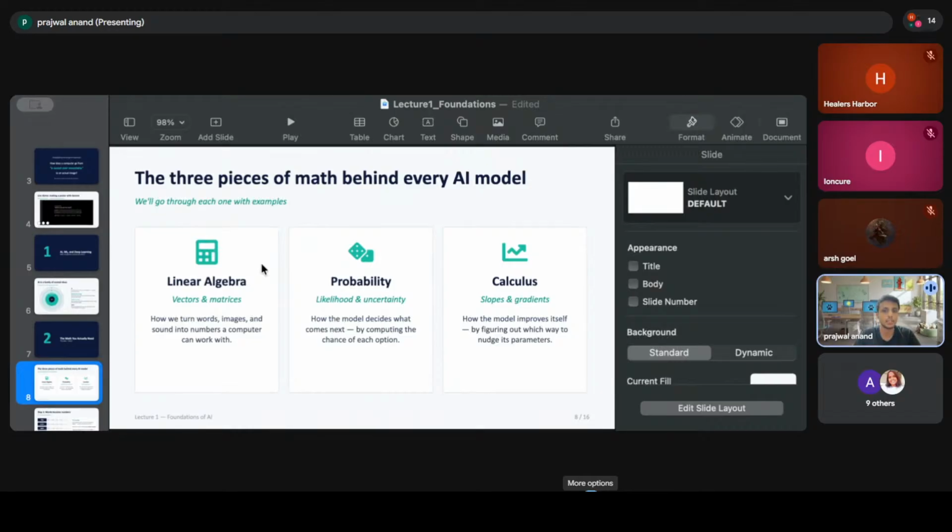And then in terms of likelihood and uncertainty, it decides what comes next after going through that. And then the calculus of it improves the model itself by figuring out which way to nudge its parameters. Let's say you give a prompt and the answer you got is not something you're expecting, then you nudge it back with an even more detailed prompt, right? And that nudges the model or the agent to work in a direction similar to what you're expecting by changing its weights.